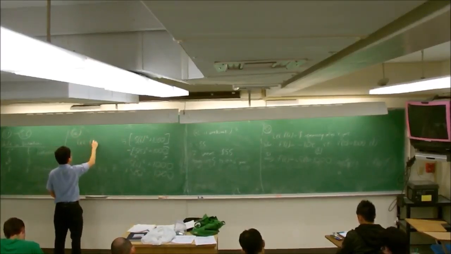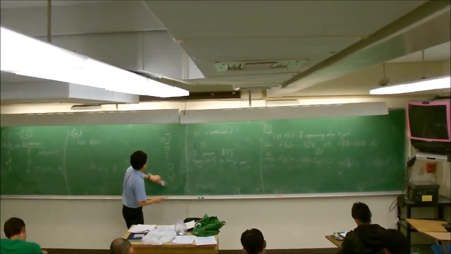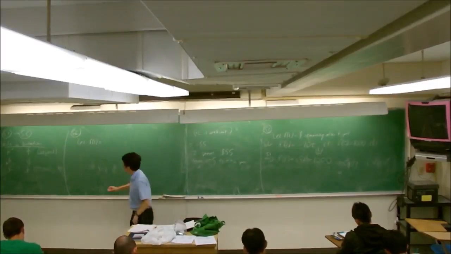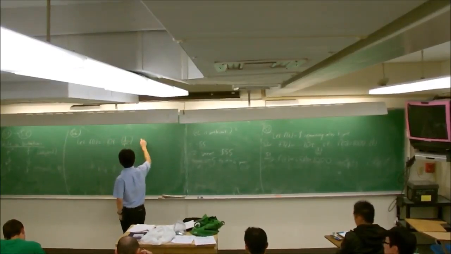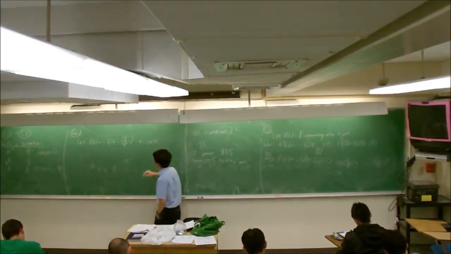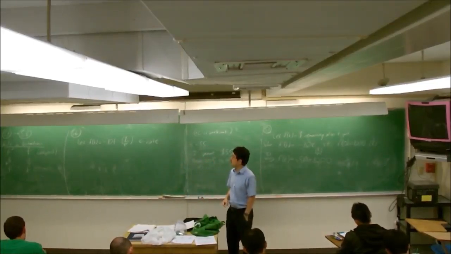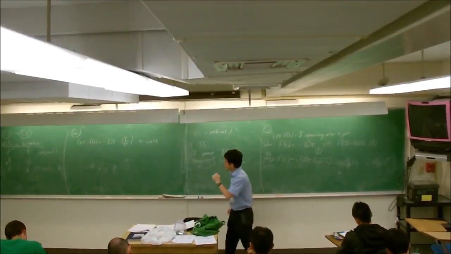Let little f of t be negative 10t dollars per year. That's the rate, right? The rate at which your account is changing.